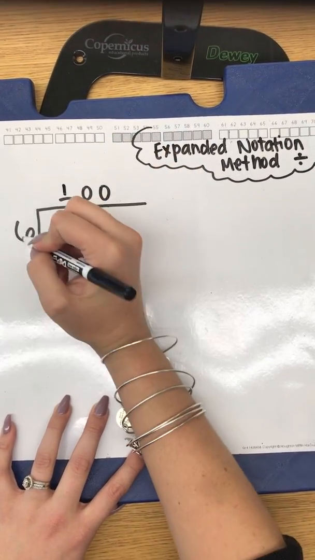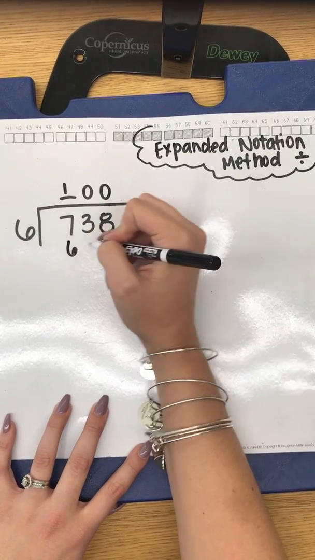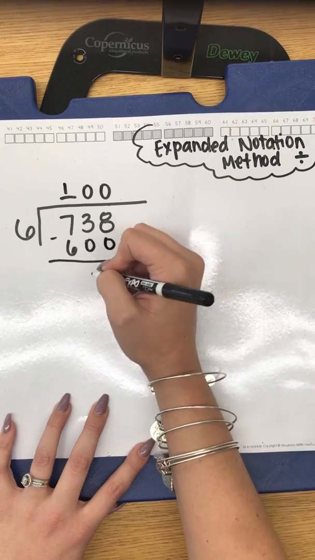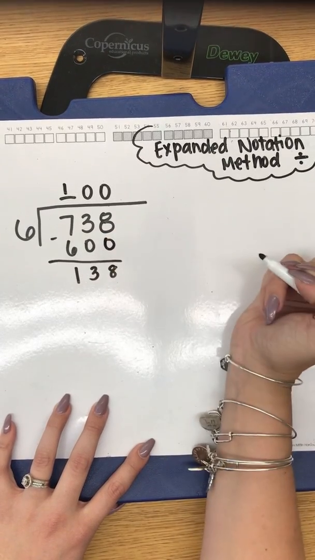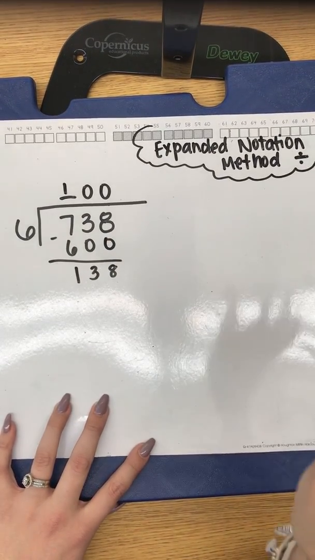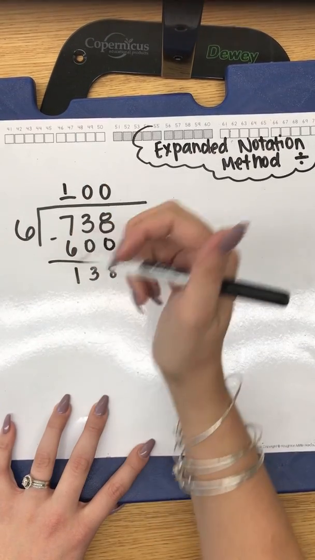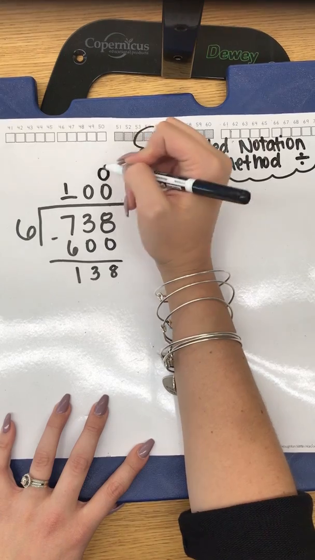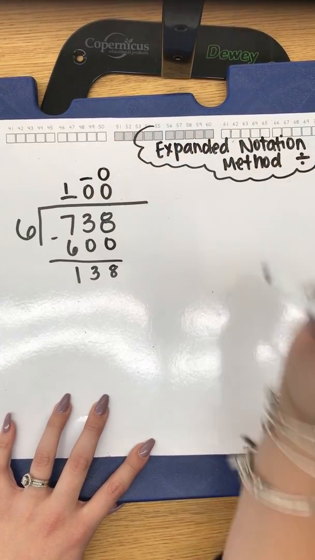We're going to go ahead and multiply that out, so 6 times 100 is 600. And we're going to find the difference, 738 minus 600 is 138. So again, trying to picture that area model. We did our hundreds. Now we're going to move over to our tens. And again, I'm trying to give them that hint. We're going to put a 0 here because we know it's going to be a tens. We just don't know how many tens.